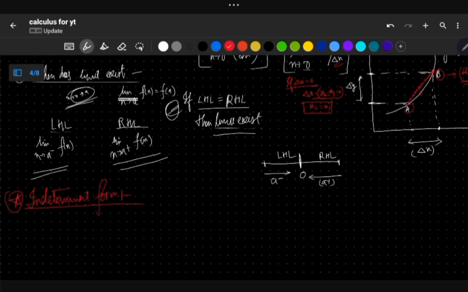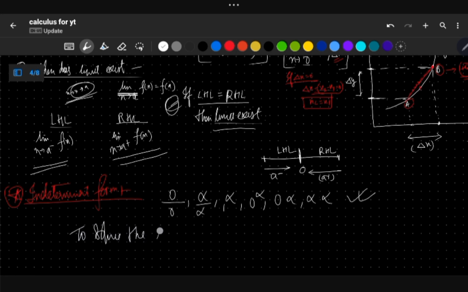So, indeterminate form, what is indeterminate? If a function, after putting in all the values, comes out in forms like 0 by 0, infinity by infinity, 1 to the power infinity, 0 by infinity, 0 into infinity, or infinity minus infinity, then we call it an indeterminate form.